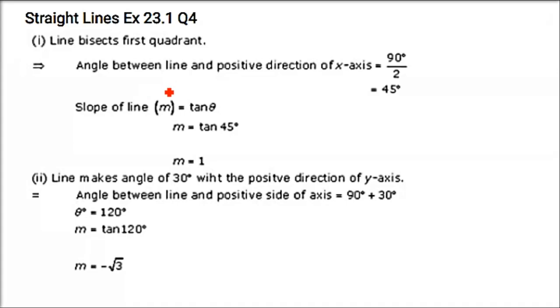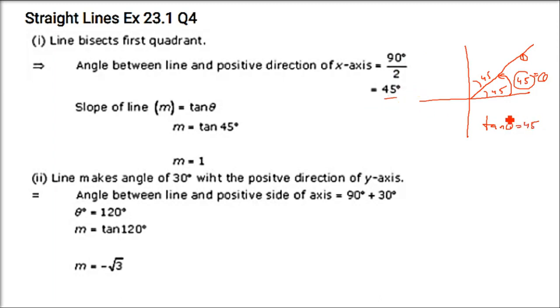Find the slope of a line, that is, the slope or gradient m you have to find out. There are two parts here: the first is a line which bisects the first quadrant angle, and the second is a line which makes an angle of 30 degrees with the positive direction of the y-axis, measured anti-clockwise. So let us take the first part. Let us make the coordinate axes first, and the line which bisects the first quadrant. We know there are 4 quadrants, 360 degrees is the total, and 90 is the first quadrant. So if you divide it, it will be 45 degrees, 45 degrees. So you take the positive anti-clockwise angle with the positive direction of the x-axis, 45 degrees. We have to find tan theta, tan 45 degrees, which is eventually 1. So m is 1 here, right?